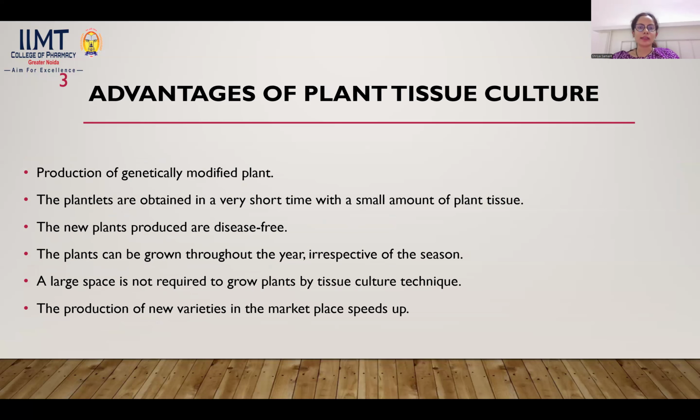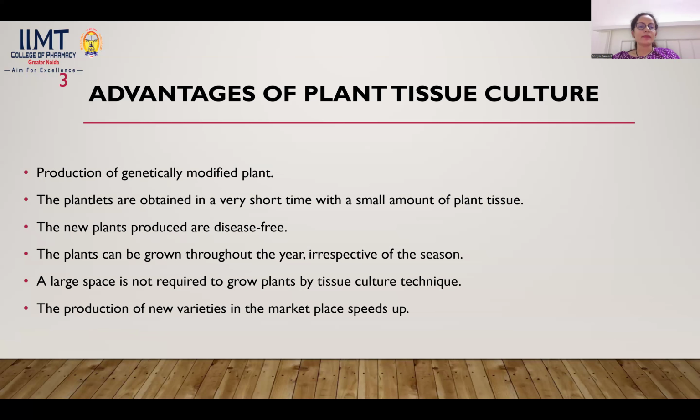So next is, what are the advantages of plant tissue culture? The first advantage is the production of genetically modified plants. With the help of plant tissue culture, we can produce genetically modified plants, or GMO, genetically modified organisms. With the help of genetic engineering, we insert the required or desired genes in the plant.